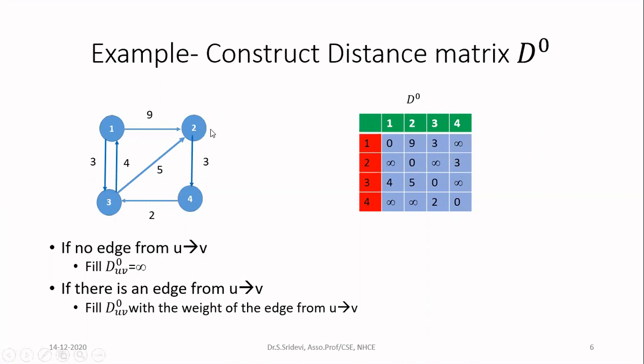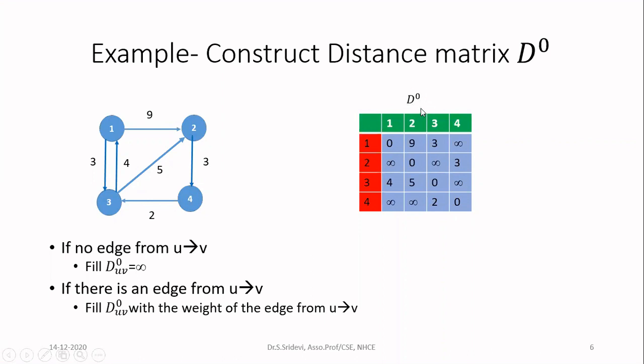Similarly, let us consider another vertex 2. Here from 2 to 1, I don't have any direct edge, so I am filling infinite. From 2 to 2, it is the same node, so I am filling 0. From 2 to 3, I don't have any edge directly, so I am filling infinite again. From 2 to 4, there is an edge with cost 3, so you can fill it. Likewise, you have to construct the initial distance matrix for the entire graph. Once you construct it, we are going to call this matrix D0.